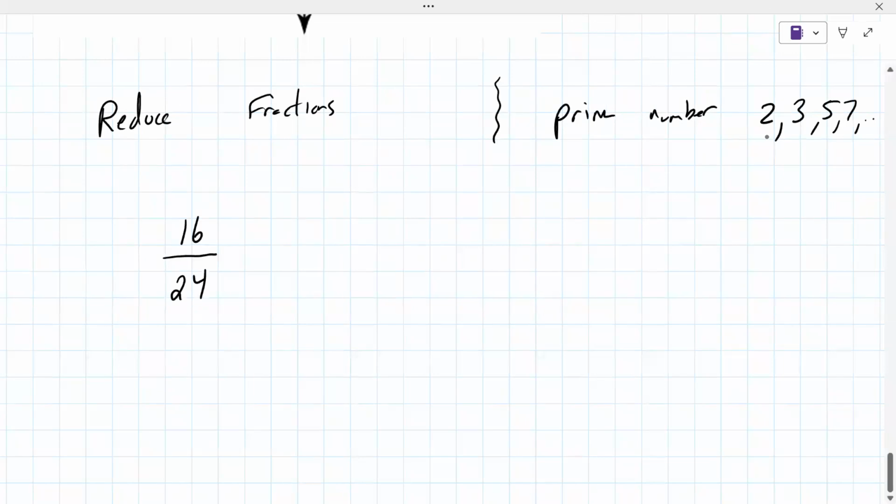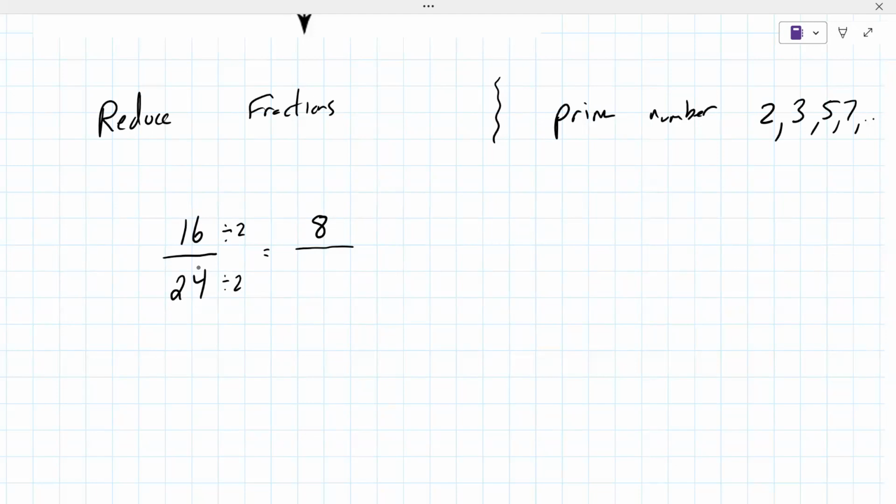Okay. You always start by seeing if both numbers can be reduced by 2. Can the fraction be reduced by 2, the top and the bottom? Are both of those numbers divisible by 2? Yeah, they are. Okay, so what is 16 divided by 2? 8. And 24 divided by 2?